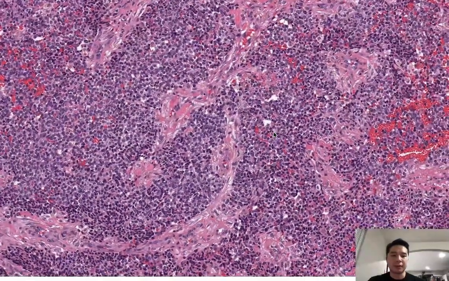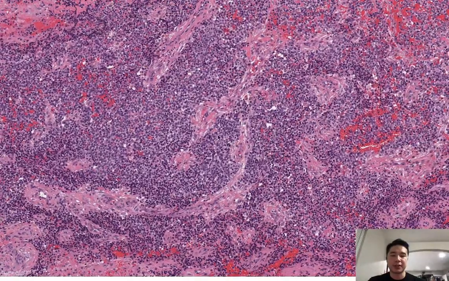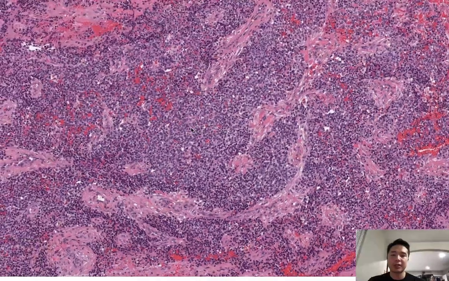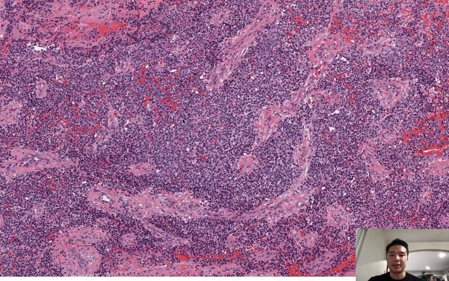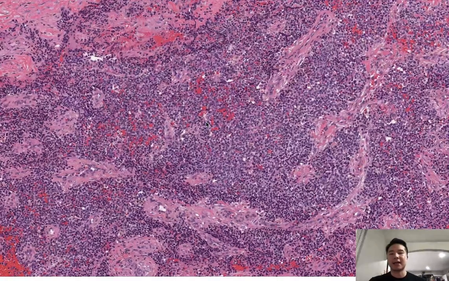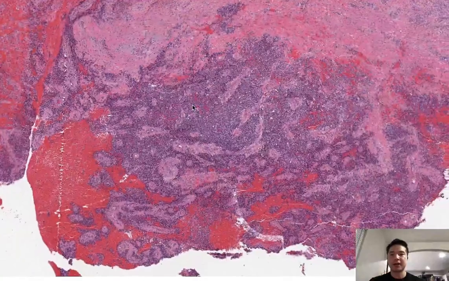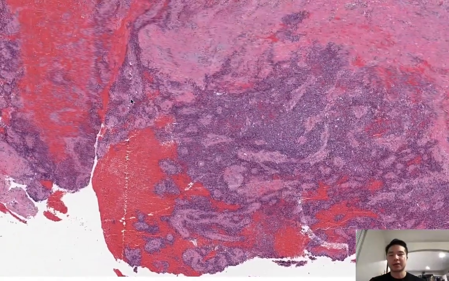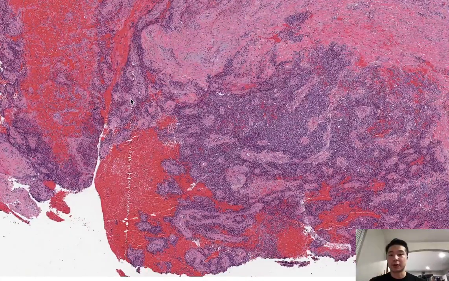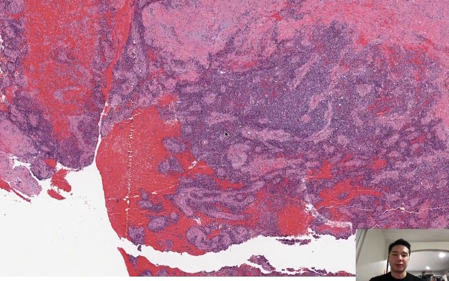So you have to remember, for Ewing sarcoma, the most common translocation is T(11;22). That is an EWSR1-FLI1 fusion. So if it has the translocation, then it'll be positive for FLI1 if we got an IHC for that. The second most common is EWSR1-ERG, so if you got an ERG stain, it would be positive if it had that translocation.